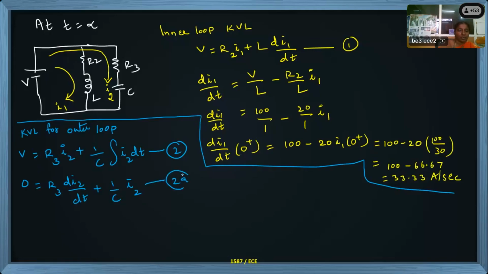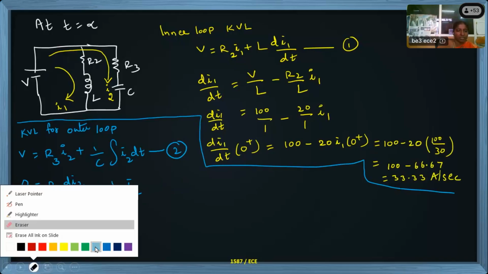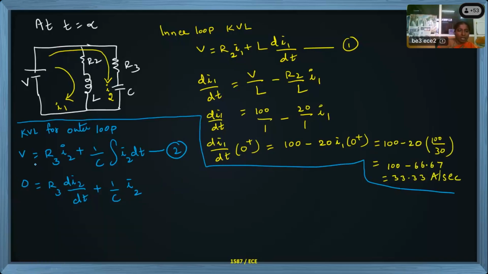Equation number not required; in the next line I will give some equation number. So here I will make di2 by dt as subject. Okay, what happens? Minus 1 by R3C into I2. I can give this number 2a.